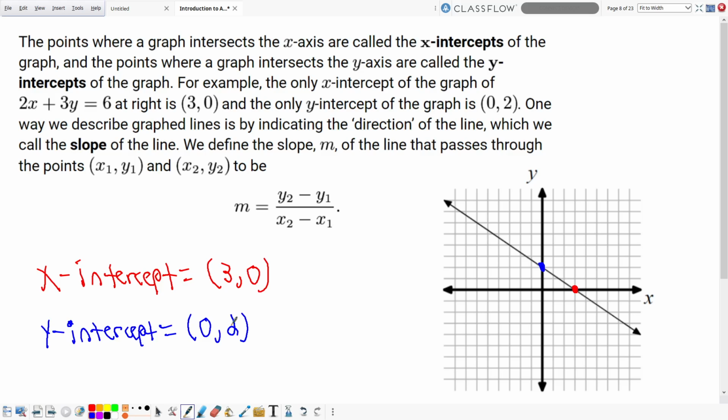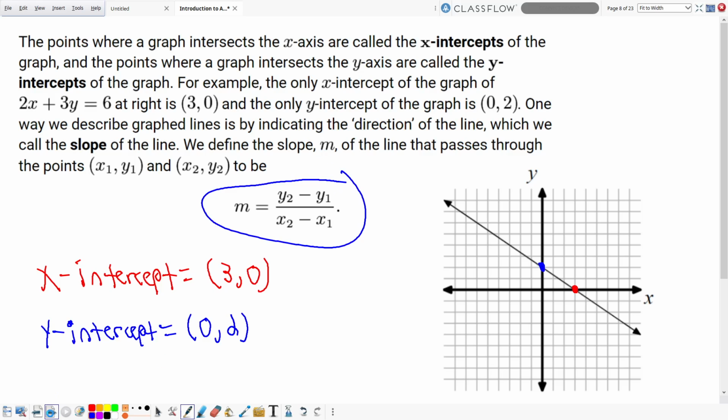Okay, and then we have what's called the slope. The slope sort of determines the direction that our line is going in, and we can use this formula to determine what our slope is. M is our slope. M is just the letter we use for slope. And we can find that by taking 2 coordinates and subtracting the y values, and then dividing that by the difference of the x values.